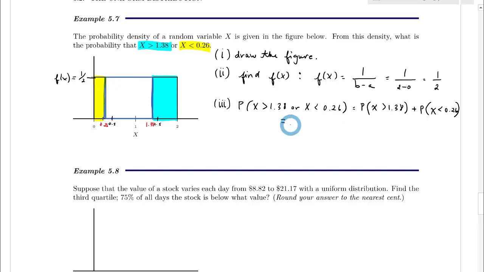Well, we know what f of x is, so we know the height. We have two rectangles. Let's go ahead and add the area of each rectangle. So the first one would be this blue one. So it would be base times height. So the base is 2 minus 1.38 times the height of 1/2 plus the yellow rectangle is going to be 0.26 minus 0 for the base times the height of 1/2. So let me just go ahead and color code those in for you.